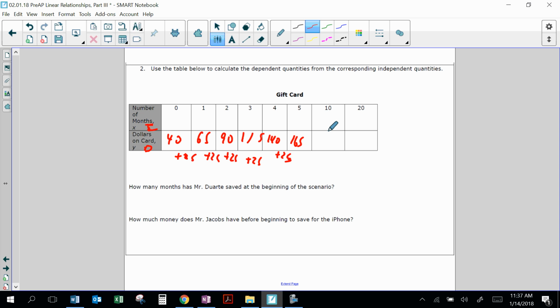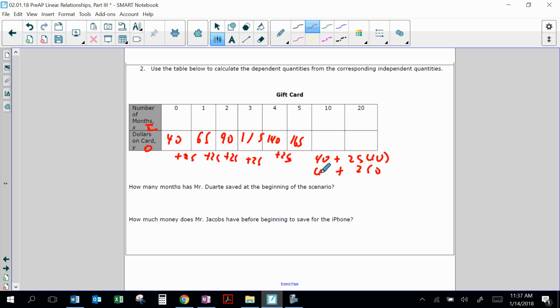How would I find the 10th month? Because before you say, oh, you just add 25. No, that's before the 6th month. But do I want to sit there and add 6, 7, 8, 9? That takes too long. Let's think. He starts with an initial value of $40. That's the starting amount he has. He adds $25 every month. And if it's 10 months, that's $250.